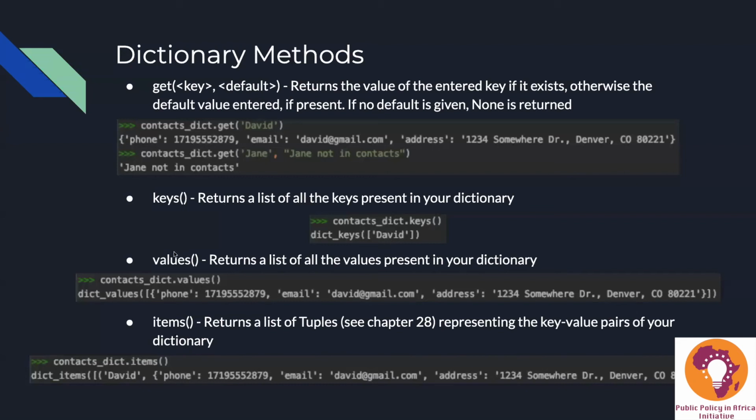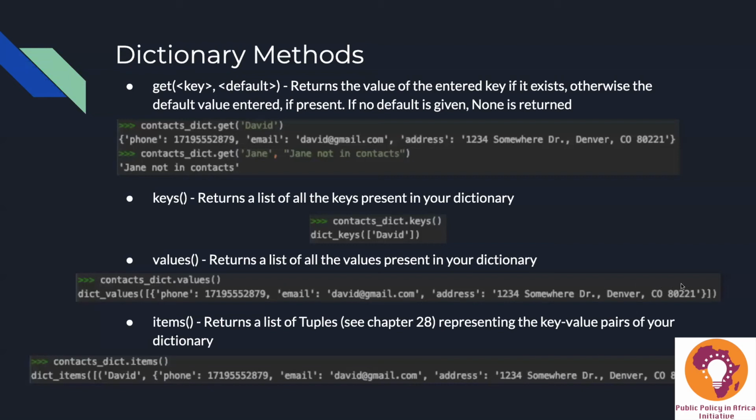Values does what keys does, except for the values in your dictionary. It doesn't require any parameters, and it returns a list of all the values present in your dictionary. So you have contacts dict.values, and that returns a list. That's what this square bracket is. We'll talk about lists more next week. And then it contains all the values of my dictionary. The value in my dictionary, since there was only one key value pair, is only this inner dictionary here. So we have a phone, email, and address in here. So that'll return all the values in the dictionary.